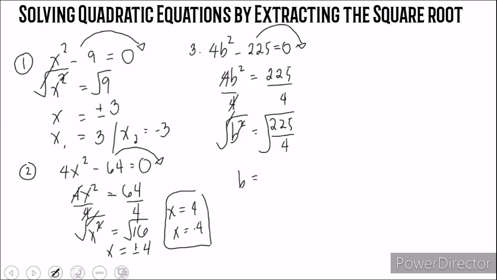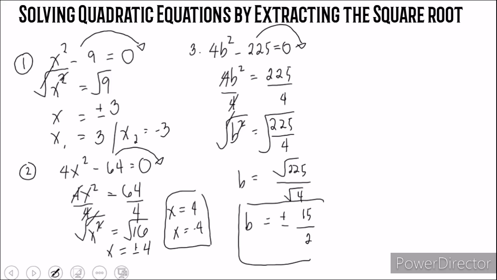B is equal to square root of 225 over square root of 4. So, pwede natin siyang i-express sa ganung sagot. So, we have B is equal to square root of 225, so meron tayong positive or negative. Square root of 225 is 15 over square root of 4, which is 2. So, ito yung sagot natin. Dalawa ulit, positive or negative 15 over 2. Okay, so let us have more examples.